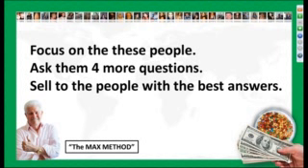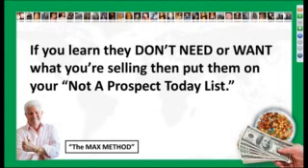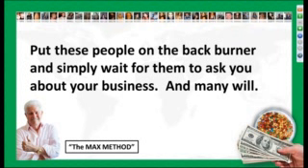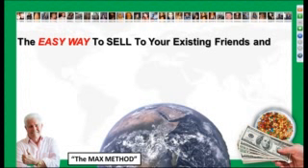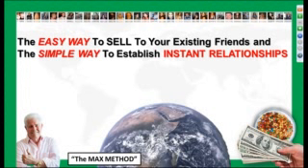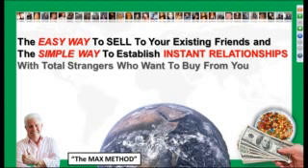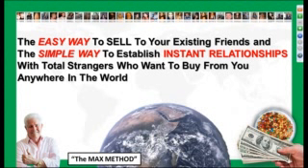You sell to the people that give you the best answers. If you learn they don't need or want what you're selling, you put them in your not a prospect today list. Put these people on the back burner and wait for them to ask you about your business, and many of them will. Now, this is the easy way to sell to your existing friends, the simple way to establish instant relationships with total strangers who want to buy from you anywhere in the world.